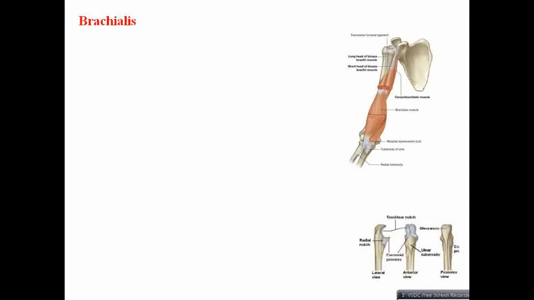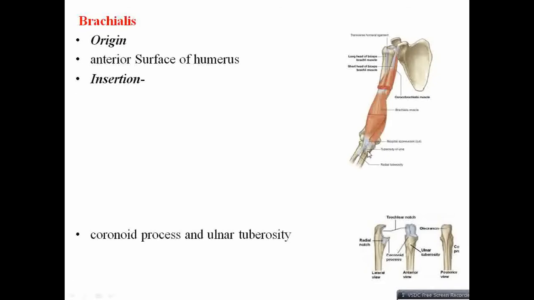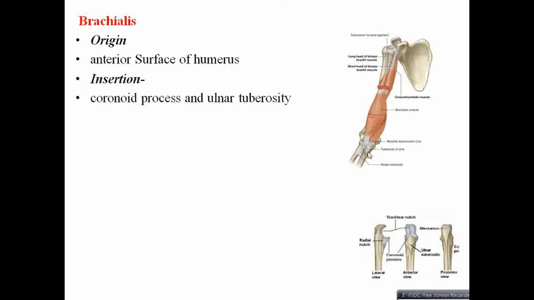This one, brachialis muscle. Brachialis muscle is a deep muscle. To see the brachialis muscle, we need to cut the biceps brachii. Origin: anterior surface of the humerus. Insertion: it is inserted to the ulna, the coronoid process and ulnar tuberosity of the ulna, which is seen on the anterior aspect of the ulna. Action: it is the principal flexor of the forearm at the elbow joint.